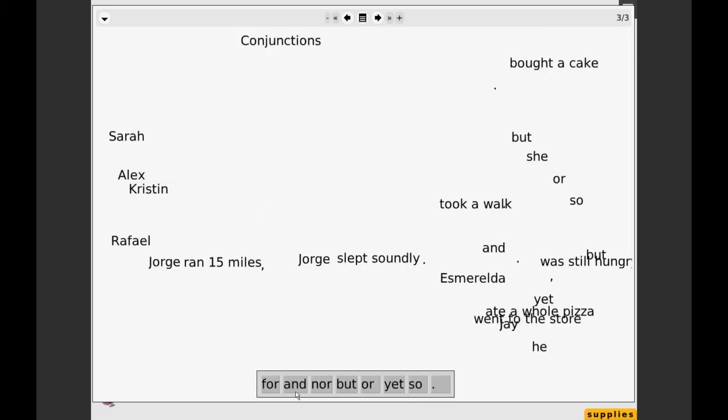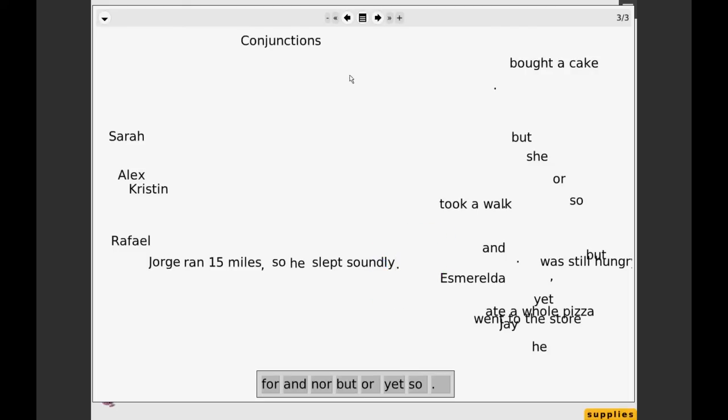Which one of these do you think would be best? I'll pause for a second. If you said so, you're absolutely right. Jorge ran 15 miles, so Jorge slept soundly. But of course we're going to want to change that to he. Make it a pronoun, so we're not repeating the same name twice in one sentence.